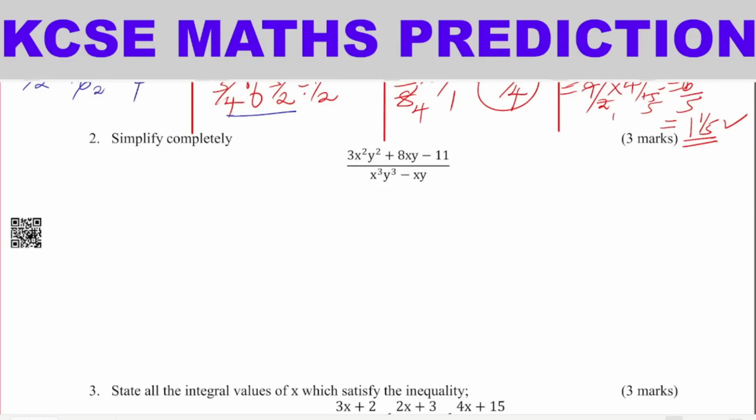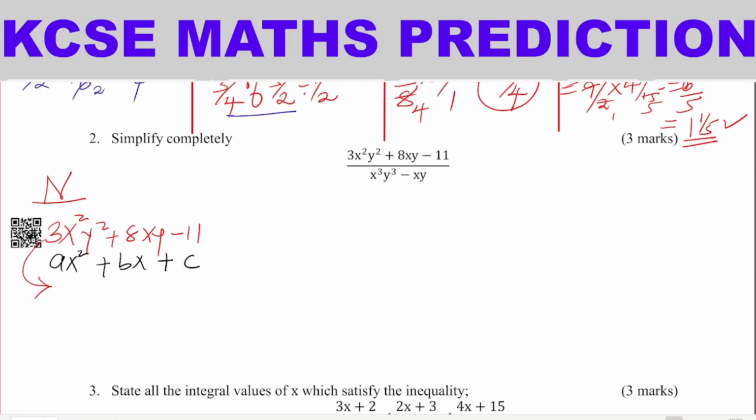Simplify completely: 3x squared y squared plus 8xy, subtract 11, everything divided by x cubed y cubed minus xy. So we're going to begin with the numerator: 3x squared y squared plus 8xy, subtract 11. A careful look at this, you notice that this is a quadratic expression. If you compare this with a standard quadratic expression, ax squared plus bx plus c, you notice it is forming a quadratic expression. So we need to factorize this.